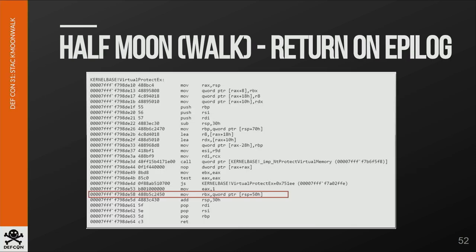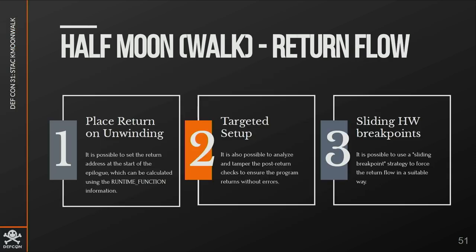Instead, we have the call to empty protect virtual memory in this case. Instead of placing the return here where it's supposed to be, because there are all these tests, we just move it to the epilogue. This works, of course, but as I said, we can be detected again by Eclipse, because if we analyze the instruction before this return address, it won't be a call anymore. So we have a second strategy, the targeted setup, which works even better, but it doesn't scale.